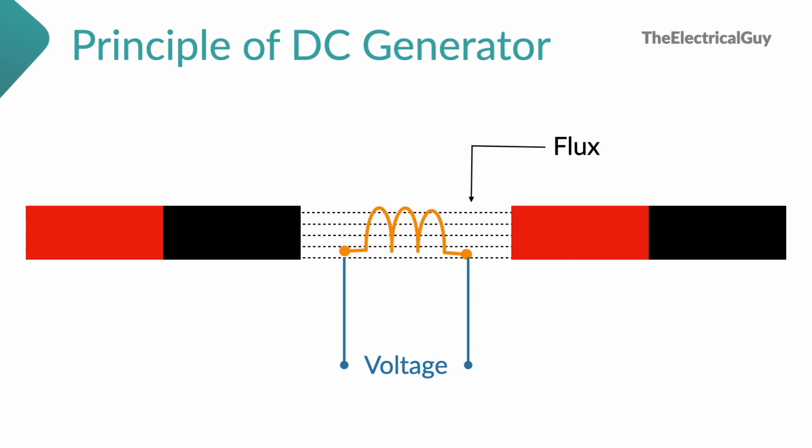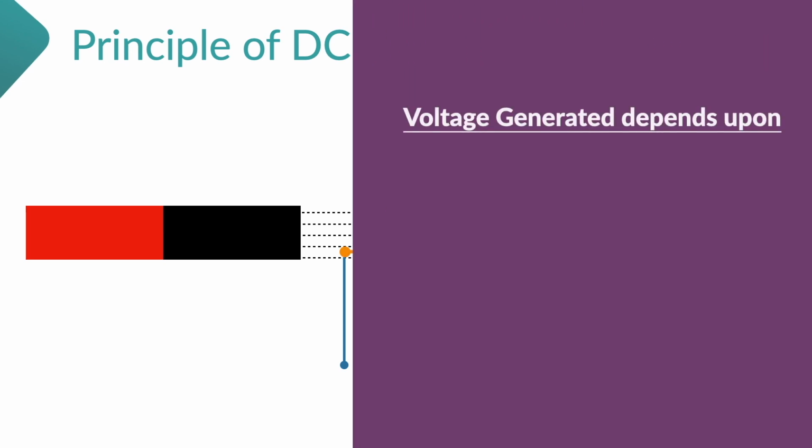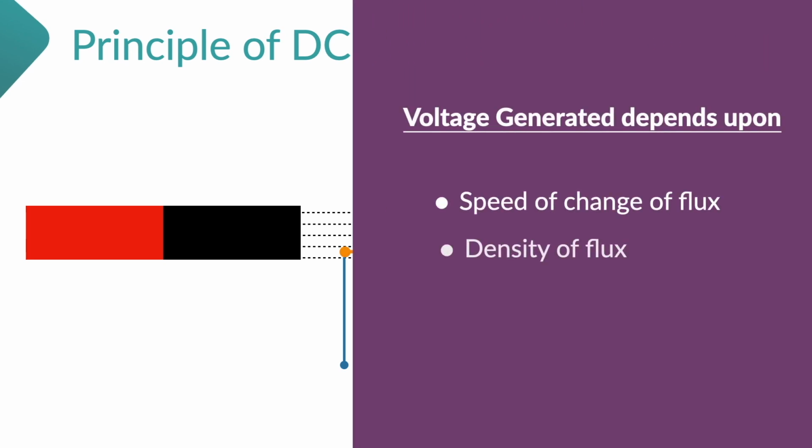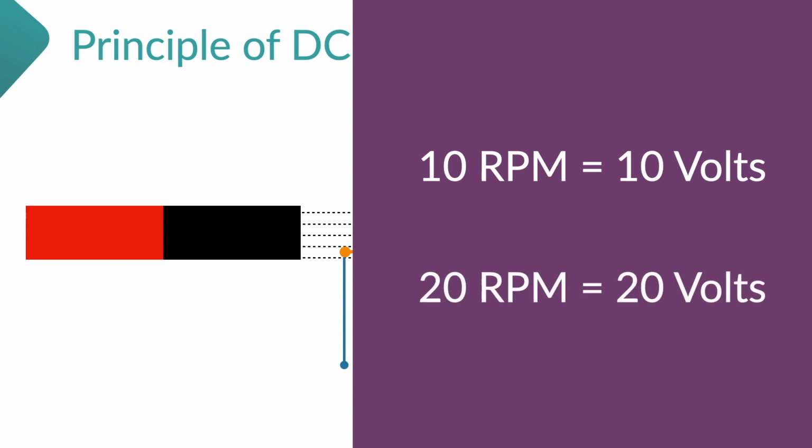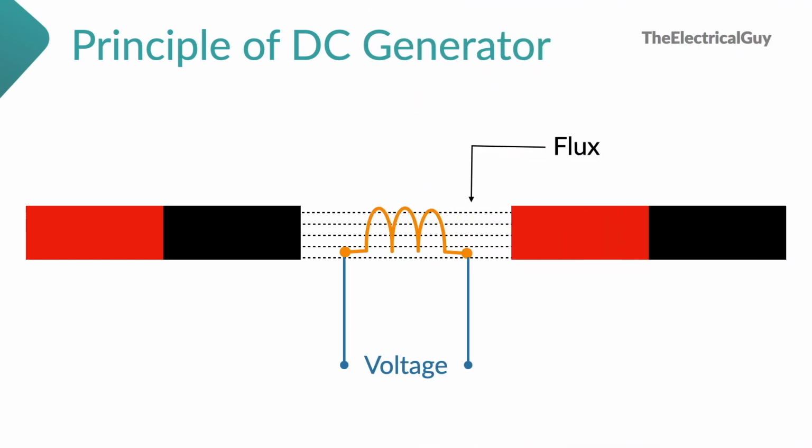Now the amount of voltage generated depends upon how fast you rotate the coil or the flux, and also the density of flux. For instance, if you rotate the coil at, let's say, 10 rotations per minute, the voltage generated may be 10 volts, just for understanding purposes I'm saying. And if you rotate that same coil at, let's say, 20 rotations per minute, then maybe the voltage generated will be 20 volts. So with the increase in speed, voltage generated will also increase. And based on this principle, we can actually generate voltage.